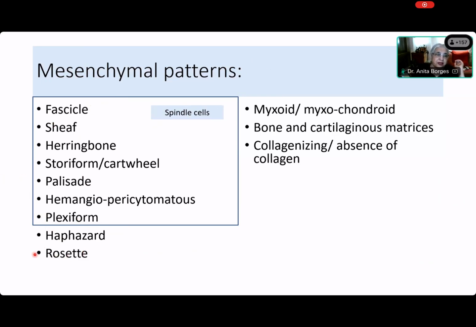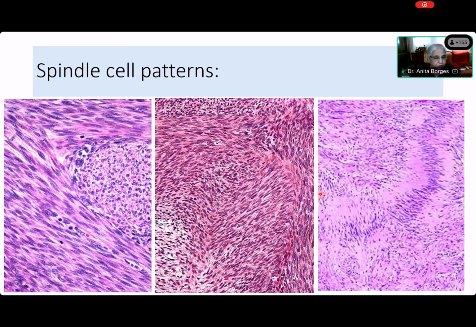Now, spindle cells, by and large, do not form rosettes. That is another mesenchymal pattern altogether. But spindle cells can also lie within a matrix, and that matrix may be myxoid, it may be myxochondroid. Sometimes you get spindle cells in bone and cartilaginous matrices. It's not very common. The most common matrix in which you see a spindle cell is collagen, or the spindle cells may be so closely packed that you can hardly see any collagen or any other matrix at all. So now we need to know what these different patterns are. Let's talk about the different patterns.